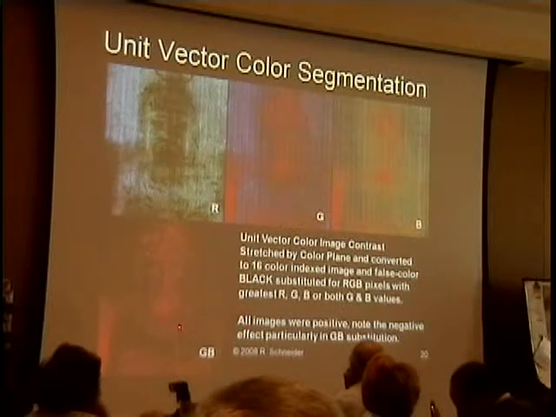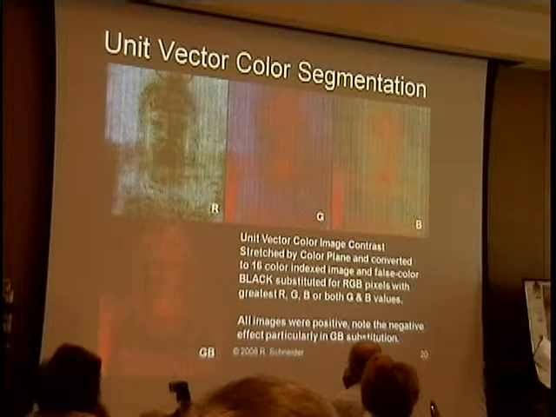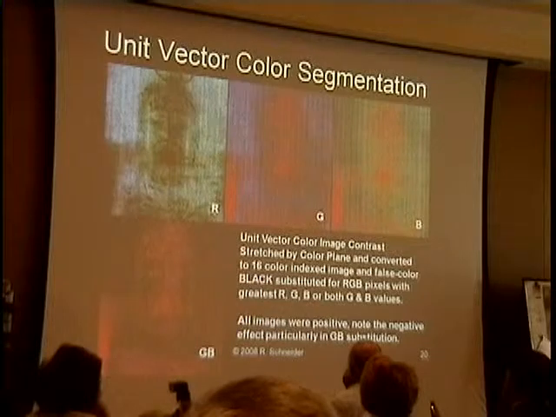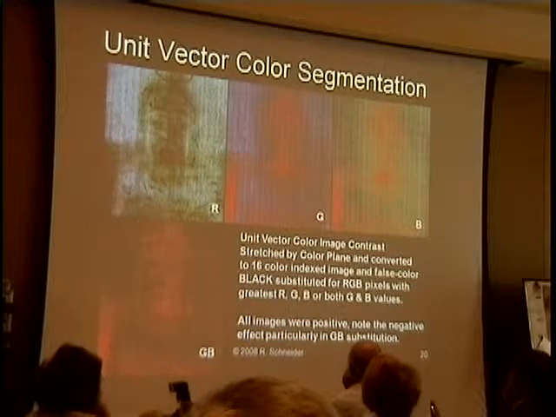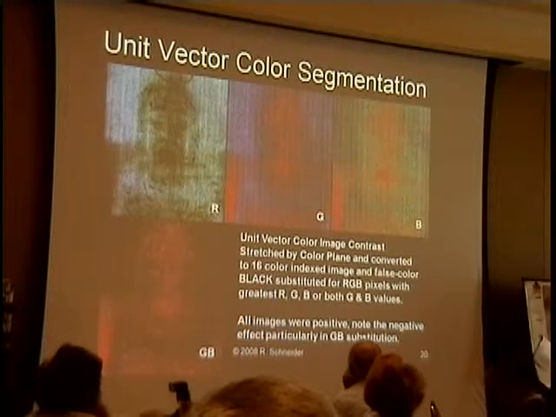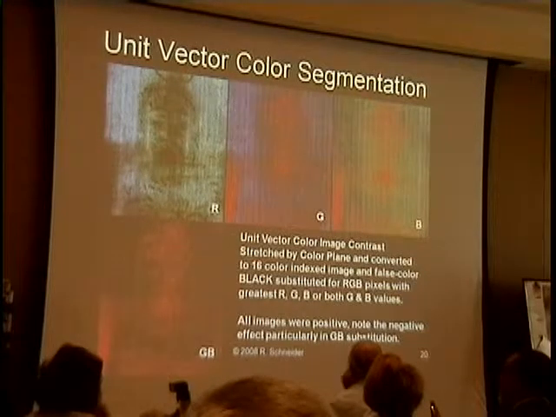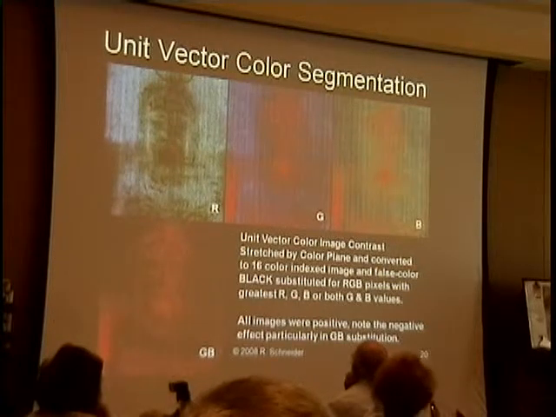Now, one of the interesting things about this image is I think I didn't invert this image. This image was just contrast stretched. It started out as a unit vector color image that was contrast stretched, and then I plugged in black for green and blue, and the image looks like a positive in red. But it started with the negative image. So the only thing I really flipped was the color, was the cloth. So that's an interesting characteristic of the image.